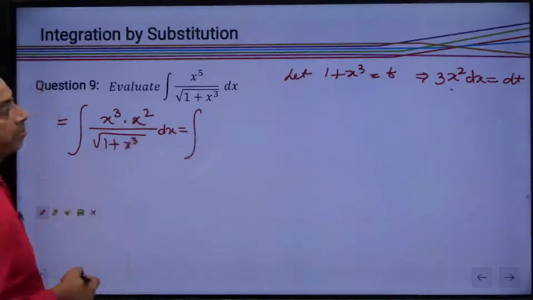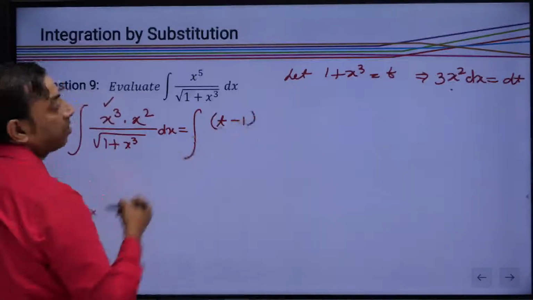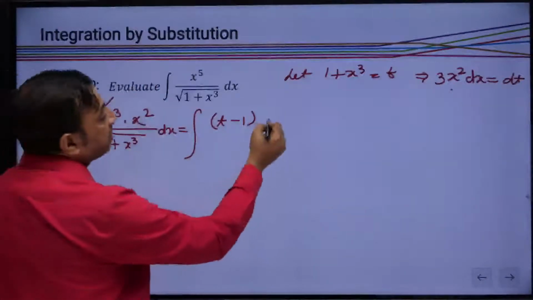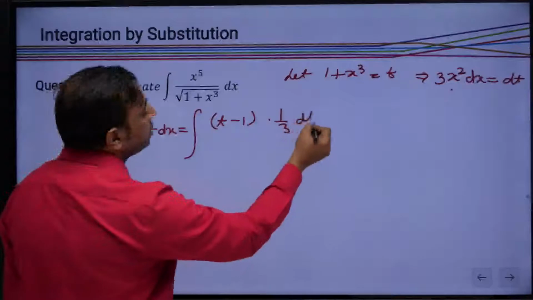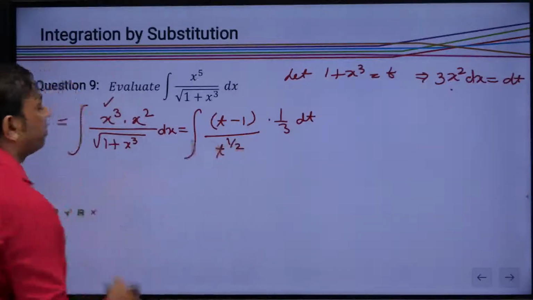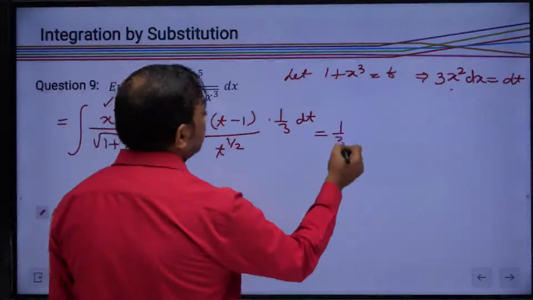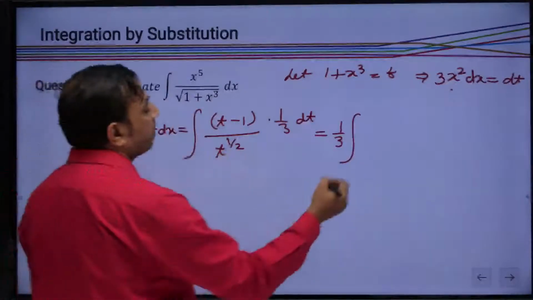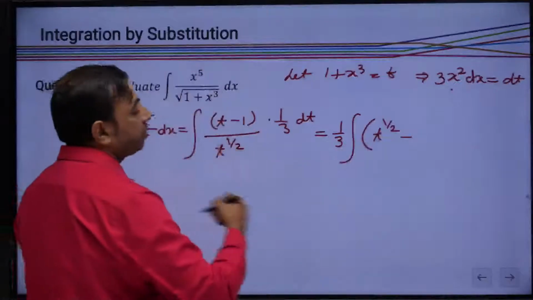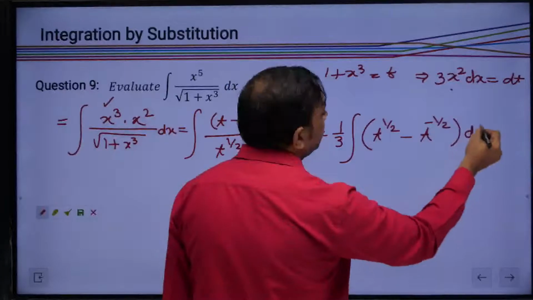And now my x cube will be converted to t minus 1, that is with the help of substitution. x square dx can be converted into 1 upon 3 dt, and it is divided by square root of t, that is t to the power half. Now we can simplify this integration as t upon t to the power half, so that is t to the power half minus 1 upon t to the power half, that is t to the power minus half dt.